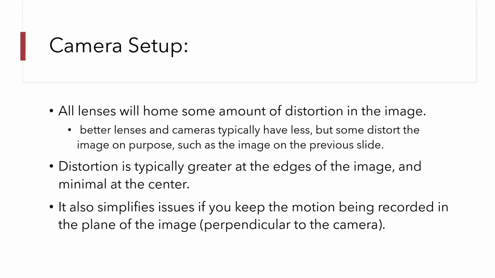It also simplifies issues if you keep the motion being recorded in a single plane which is perpendicular to the direction towards the camera. You can record things out of plane, but it requires you to do a lot of math to correct for that. And if you keep everything in one plane, then it's pretty easy to scale things. And in the demonstrations I'm going to be using for this module, I'm going to assume you're going to keep all of the image in one plane, which is perpendicular to the camera.